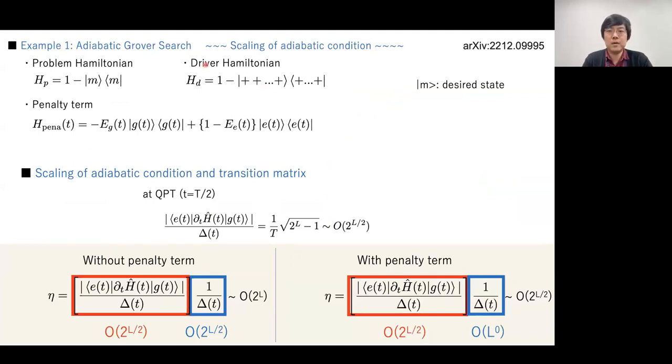Based on our general framework, we investigate the scaling of the adiabatic condition in adiabatic global search. Adiabatic global search is a kind of variant of Grover's algorithm. In adiabatic global search, the problem Hamiltonian and driver Hamiltonian are given by this one and this one. Here, M is the number of desired states in some kind of database, which is exponentially large. And we can analytically obtain the QA Hamiltonian with this penalty term.